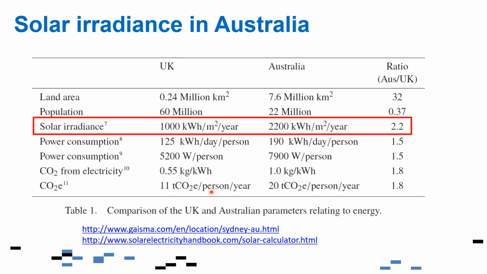For comparison purposes, in terms of the UK, for example, at the northern part, and Australia at the southern part, Australia is around 2.2 times higher in terms of solar irradiance. So around 1,000 kilowatt hour per square meter per year for the UK, and around 2,200 kilowatt hour per square meter per year for Australia. This goes to show that there's a very big opportunity for Australia to harness much of this renewable energy from sunlight, and to maximize it for a potentially big contribution in the sustainable energy future.